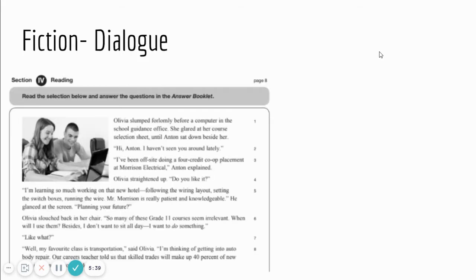There is a fiction story, and usually it is dialogue. So it's two or more characters speaking. And one of the things that they always try to make sure that you understand is who is actually speaking. So that's one of those times to really use your highlighter and write notes and make sure that you can tell the difference between which character is saying what.